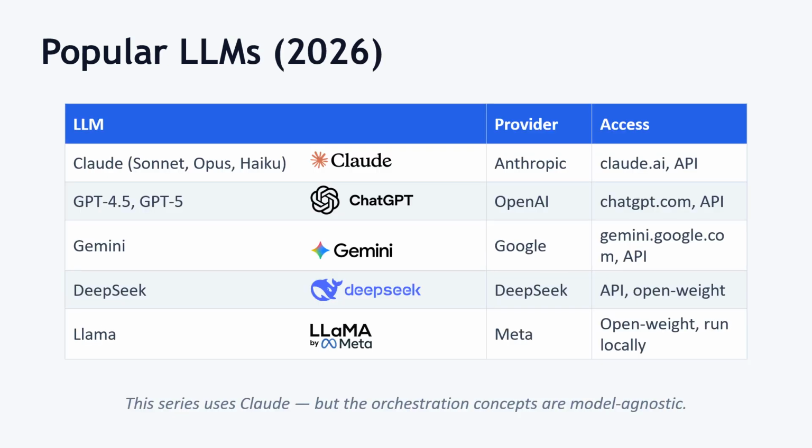Here are the major LLMs as of early 2026. Claude from Anthropic. GPT 4.5 and GPT-5 from OpenAI. Gemini from Google. DeepSeek, and Llama from Meta, which you can actually run locally on your own machine. In this series, we'll use Claude through the Anthropic API, but here's the important thing. The orchestration concepts we teach apply regardless of which LLM you choose. The frameworks are model agnostic.